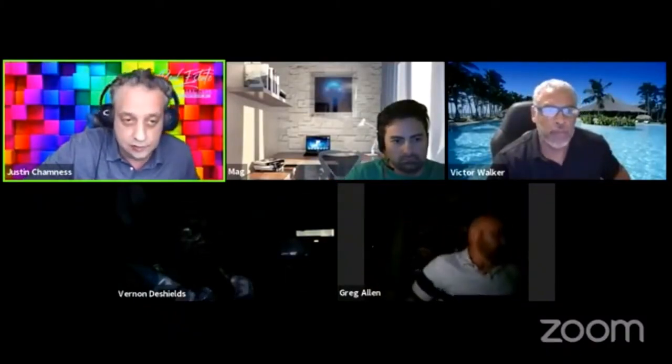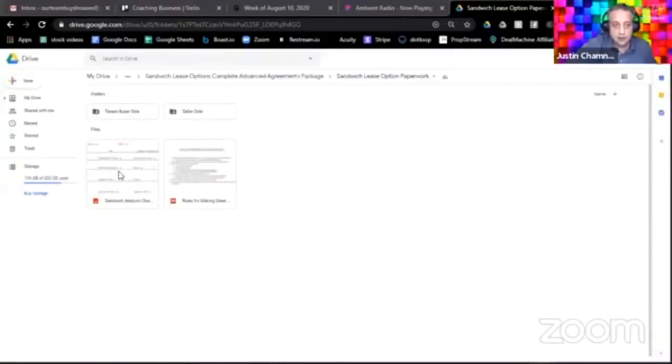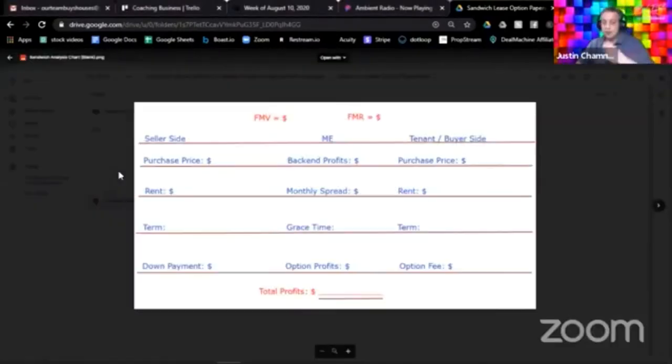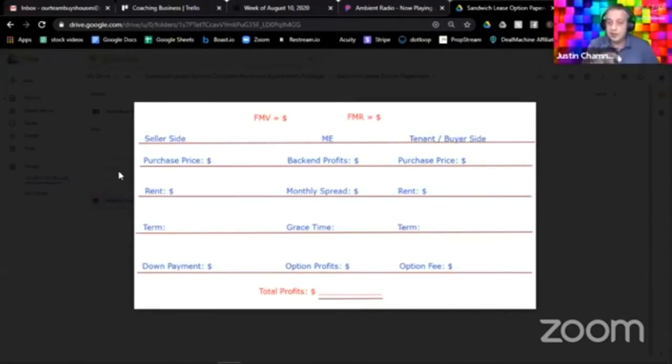And before we jump into showing you what these are, actually showing you the documents, I want to show you this. You guys remember this chart? I used it for the case studies. I'm going to put this chart in the folder that I share with you tonight so that you can use it to analyze some of your lease option deals, like we did in the case studies, to figure out how much profit you'd be making versus just assignment money.